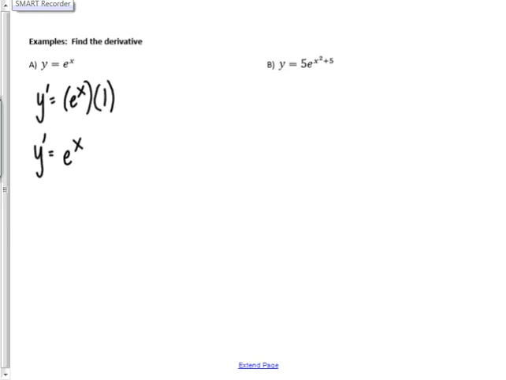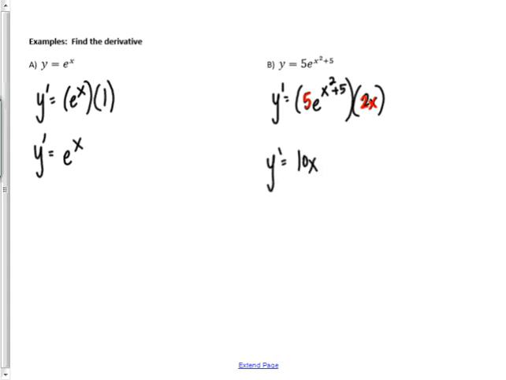All right, so if we did b, again, I want to take the derivative of e to the x squared plus 5. You copy your problem down exactly, and then you multiply by the derivative of the exponent. So the derivative of x squared plus 5 is just 2x. Okay. So when I get ready to simplify this, I can multiply that 5 and that 2x. Okay, so I get 10x, and we write that on the front. e to the x squared plus 5 is my derivative.